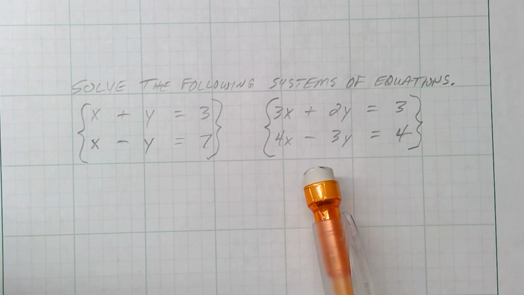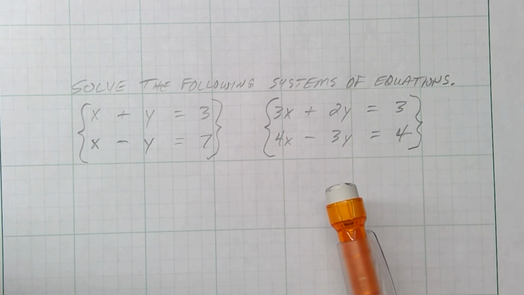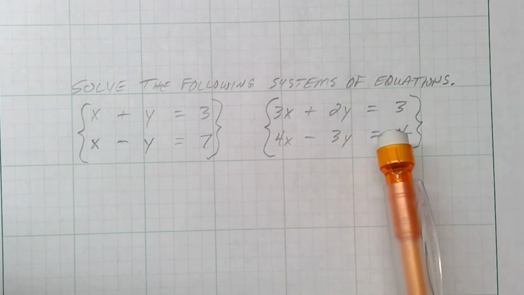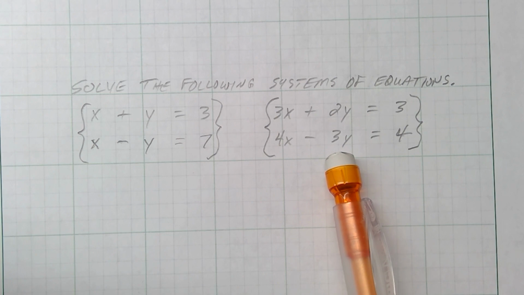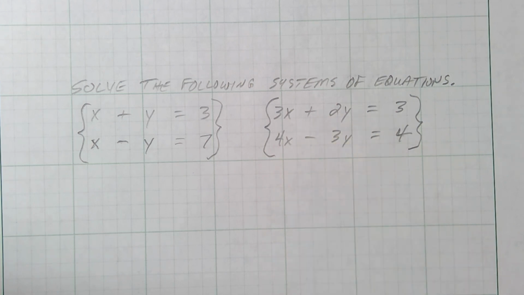Same thing over here. I just added a system that was a little more difficult to solve algebraically. So 3x plus 2y equals 3 and 4x minus 3y equals 4. Again, I want to find the x, y coordinates that work in both of these equations.